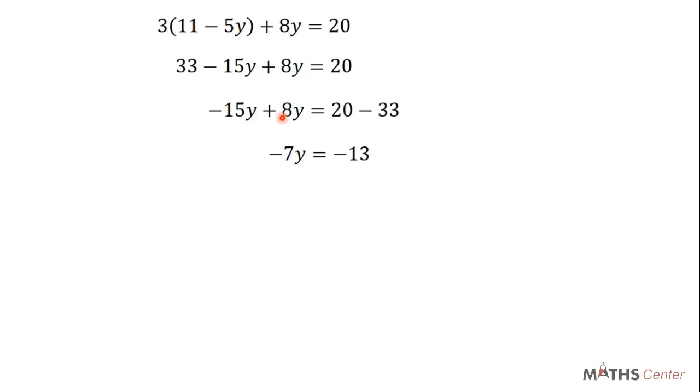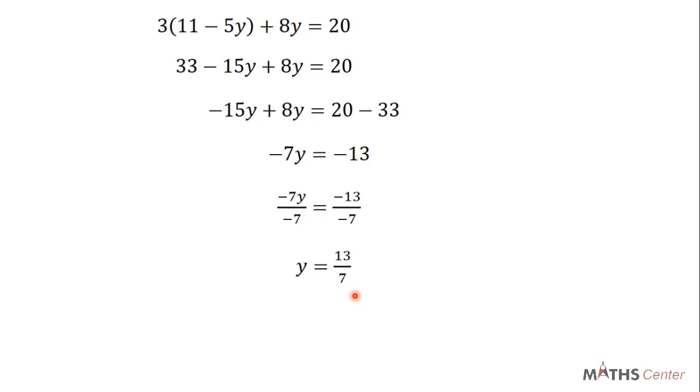Minus 15y plus 8y, from algebra, we know that this is the same as minus 7y is equal to minus 13. So you divide both sides by minus 7, and y is giving us 13 over 7. So we have been able to find y to be 13 over 7.